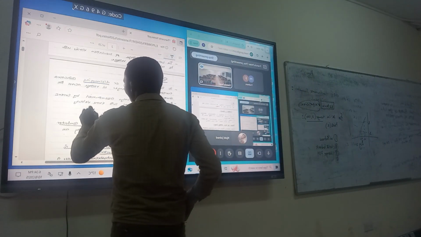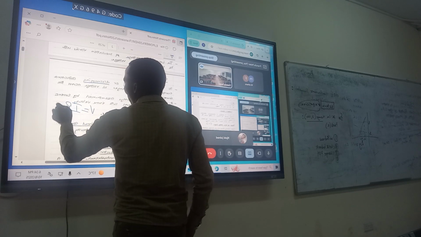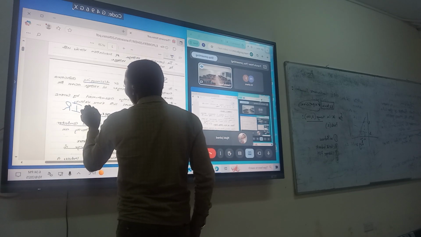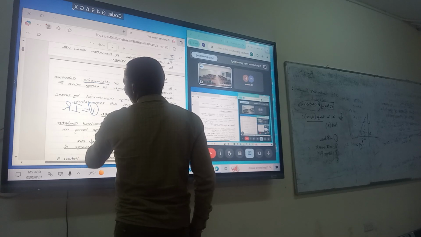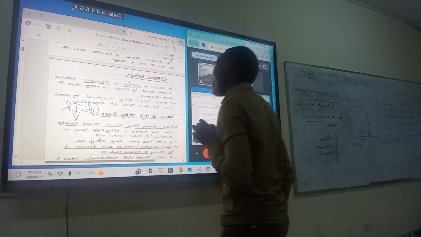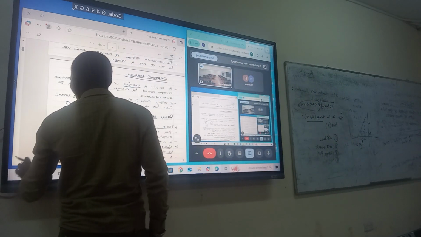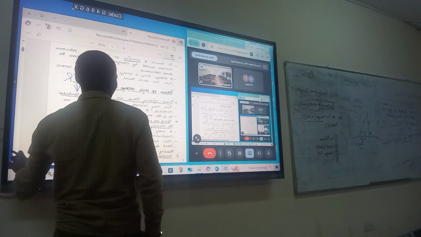You understand that V is supposed to be equal to the current multiplied by the resistance. And therefore, if there is a voltage surge, it means there will be an effect in the current.